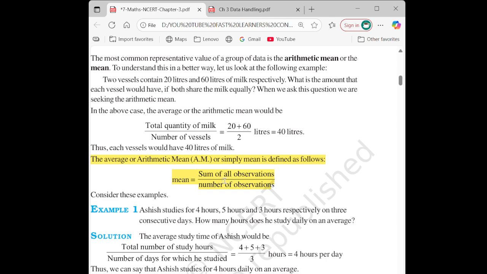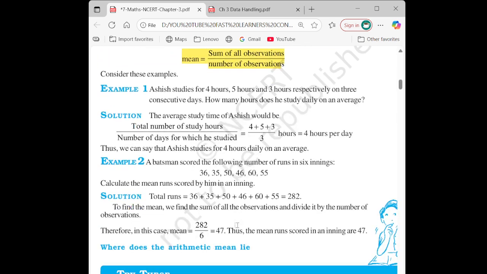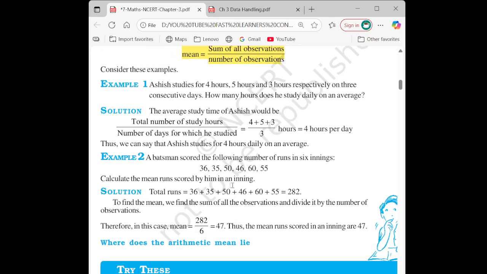Suppose you are given 10 observations or 12 observations. So you have to add all the observations, the sum of all observations, and divide by 10 or 12, whatever number of observations are there. There are examples given here.